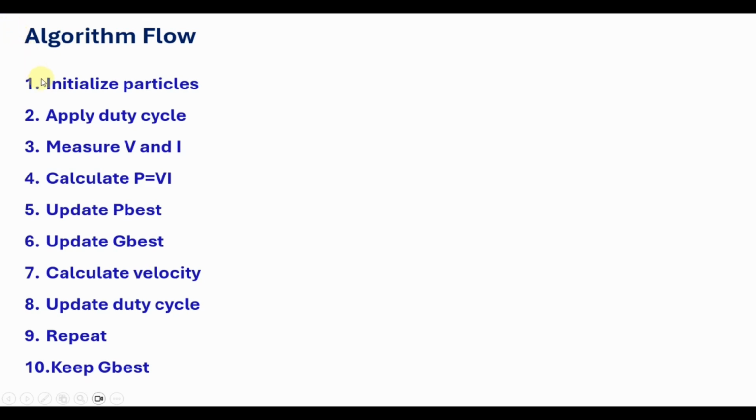The complete PSO MPPT process can be summarized in 10 steps. First, we initialize the particles with different duty cycles. Then each particle is applied to the converter and the resulting PV voltage and current are measured. The PV power is calculated using voltage multiplied by current. The personal best and global best values are then updated. The PSO velocity equation is used to calculate a new particle position. This process continues for several iterations. Finally, the best duty cycle found by the swarm is used as the MPPT operating point.